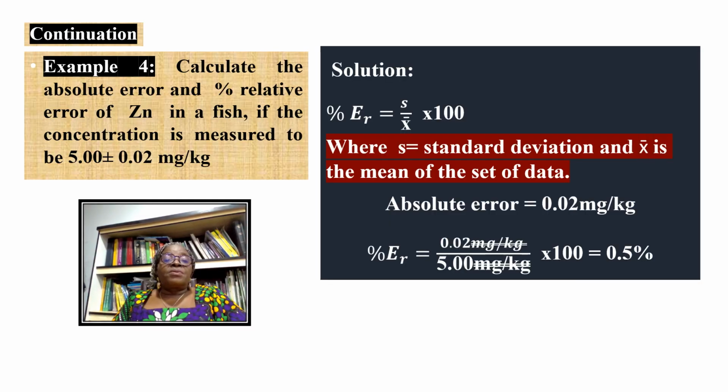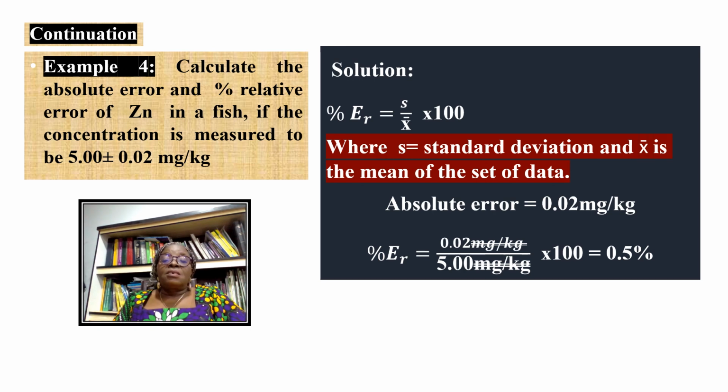For example, let us consider this example 4. It says calculate the absolute error and percentage relative error of zinc in a fish if the concentration is measured to be 5.00 plus or minus 0.02 milligram per kilogram. How do you calculate the absolute error from this work? From this work, the absolute error is the value of the standard deviation, which is 0.02 milligram per kilogram.